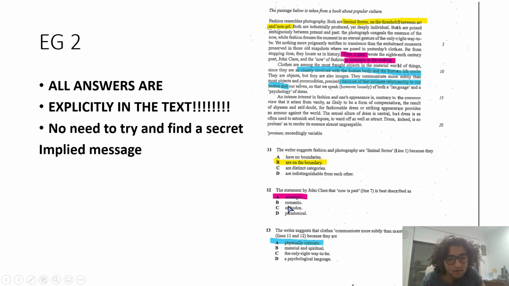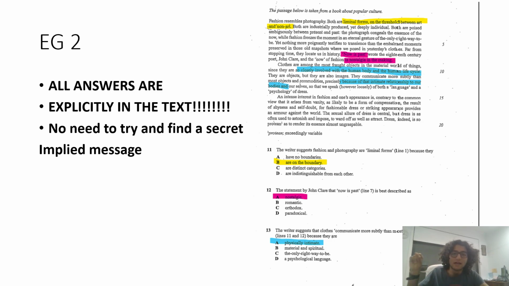Now, let's look at B, romantic. Does it say anywhere in this whole thing, when we look at now is past up here, far from stopping time, they locate us in history. Now is past, wrote the 18th century poet John Clare, and the now of fashion is nostalgia in the making. Nothing about romance. I would say now is past, that's a romantic statement, right? Maybe it is. But it doesn't explicitly say that, right? You need to have that direct link for it to be the answer. And that's what the AST is looking for.